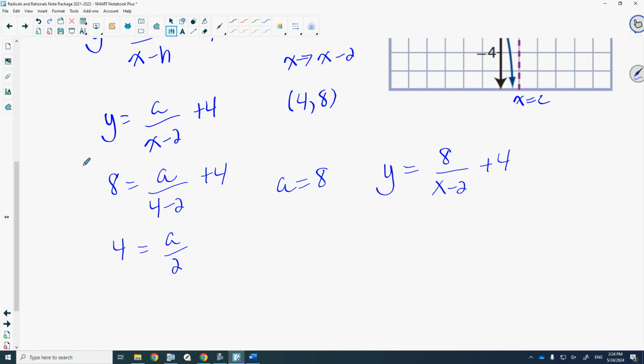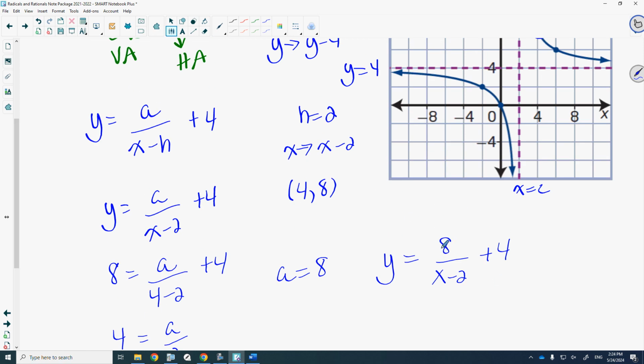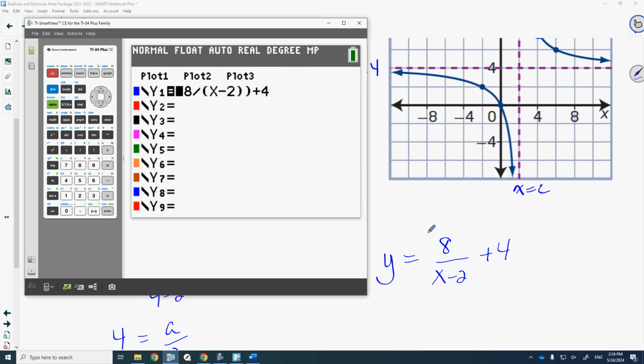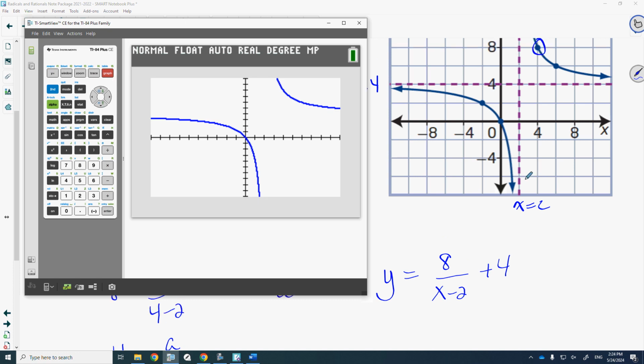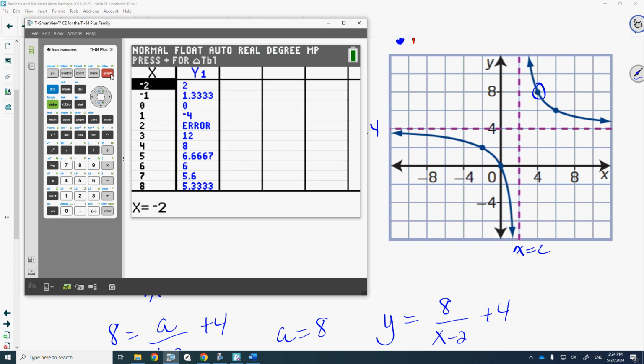What I always recommend is plugging this into y1 on your calculator and making sure that your graph matches. You're going to need some brackets, so here's how I entered it. I wanted this to be in a bracket, so I did open bracket 8 divided by, and then I put this binomial in a bracket, plus 4. This is the graph, and I just want to verify that points match. So if I look at the table of values, I want to check 4, 8, 6, 6. So our graph is matching.